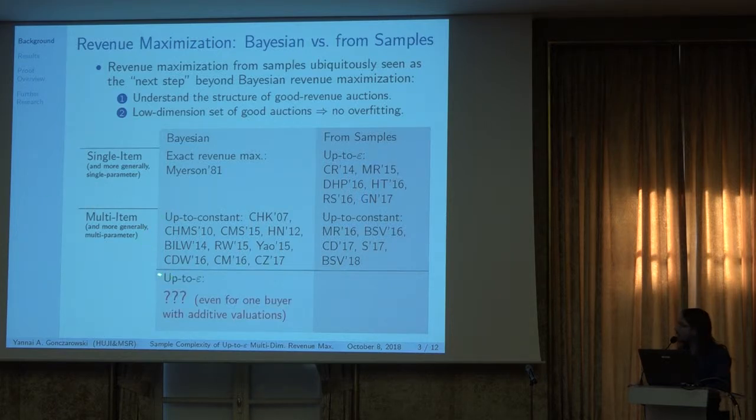Unfortunately, for a multi-item setting, we don't know how to learn up to epsilon optimal auctions, even from perfect information about the distribution. We know some specific things, but even for one buyer with additive valuations for two items, we don't really know what the optimal mechanisms look like. Given this, it won't surprise you that there basically are no results for up to epsilon revenue maximization from samples, because why even bother when we don't know how to solve the Bayesian setting? Nonetheless, our result is going to be here, even though we don't know how to do this.